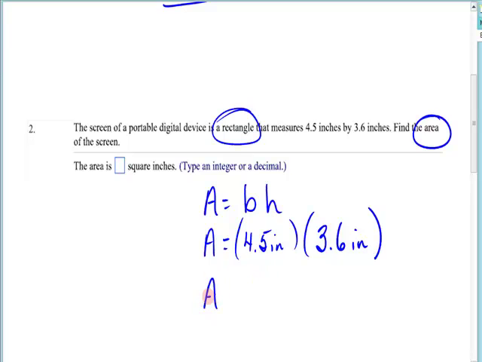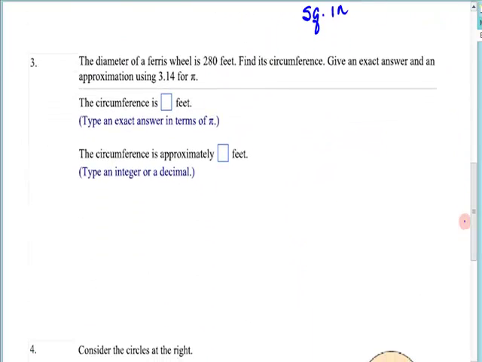And I get that the area is 16.2. Now, inches times inches gives me inches to the second power, or square inches. It already has square inches written for me, so I will just type in the 16.2. All right, number 3.